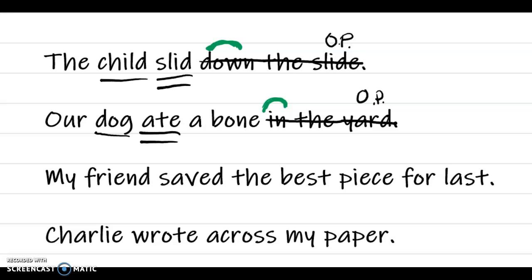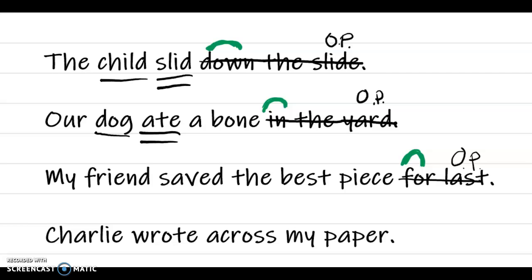My friend saved the best piece for last. Any prepositional phrases in there? Look for your preposition first. If you said for, you were correct. For is your preposition. Mark that off. Now, our prepositional phrase begins with a preposition and ends with a noun or pronoun. This one's easy. For last. We mark that as an object of the preposition. And we're done with that part of it.